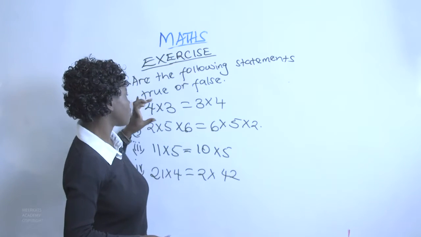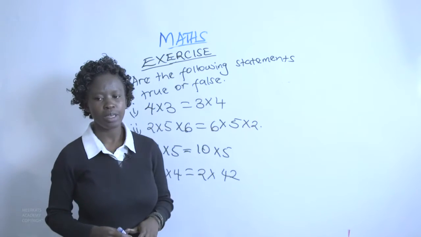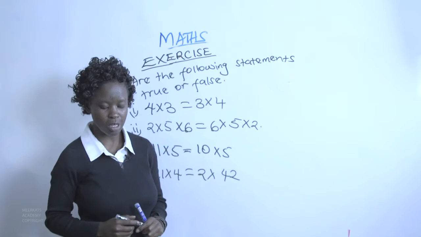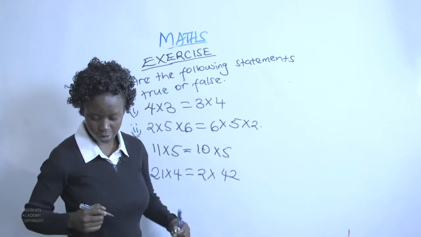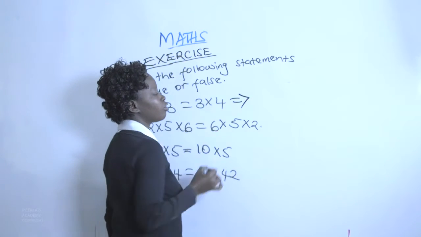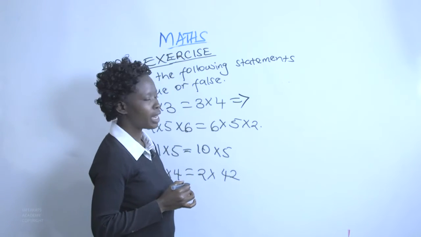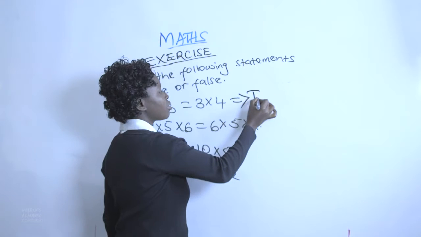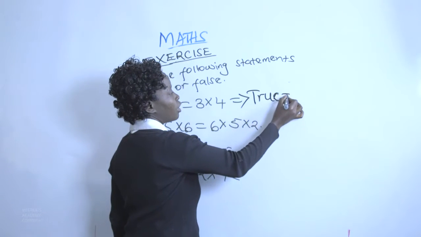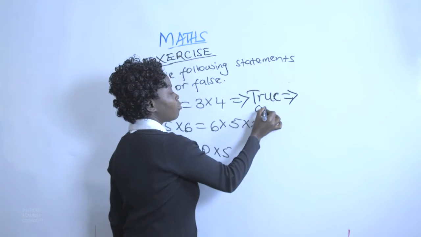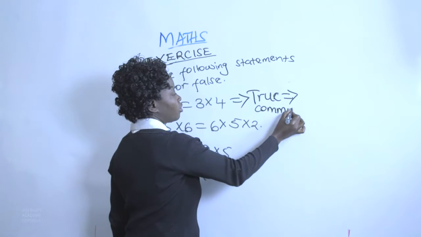We find that 4 times 3 and 3 times 4 is just the same statement. We were talking about the commutative rule. And with the commutative rule, we said that the order doesn't matter. So it means this statement is true. And in this statement, whatever they have applied is the commutative rule.